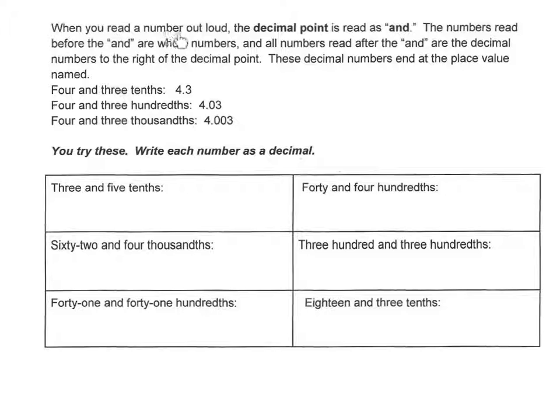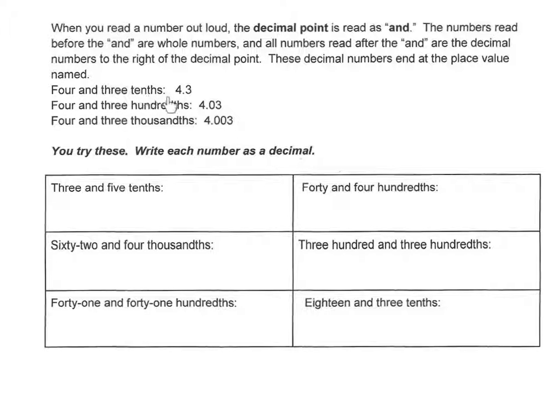When you read a number out loud, the decimal point is read as "and." The numbers read before the "and" are whole numbers, and the numbers read after the "and" are decimal numbers to the right of the decimal point. These decimal numbers end at the place value named.